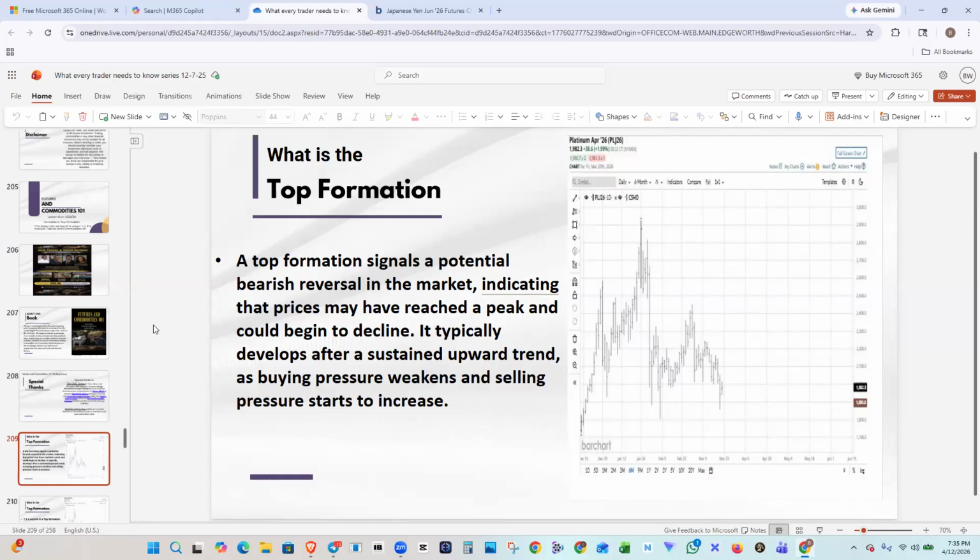So, how do we find a top formation? A top formation signals a potential bearish reversal in the market, indicating that prices have reached a peak and could begin to decline. We've seen this in Bitcoin. We've seen this in a lot of different commodities. It typically develops after a sustained upward trend, when the buying pressure weakens and the selling pressure starts to increase.